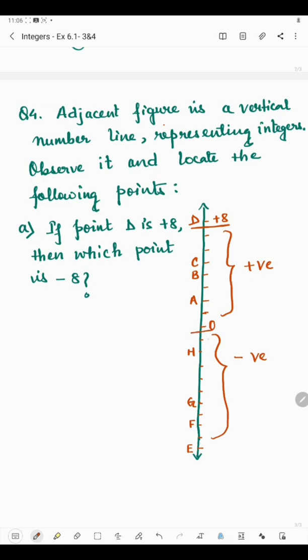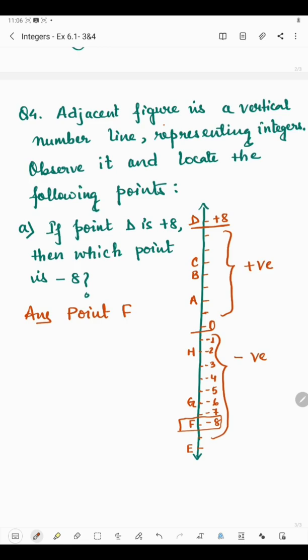So below 0 is minus 1, then minus 2, then minus 3, then minus 4, then minus 5, minus 6, minus 7, minus 8. So the question is which point is minus 8? We can see that it's point F. So we'll write point F.